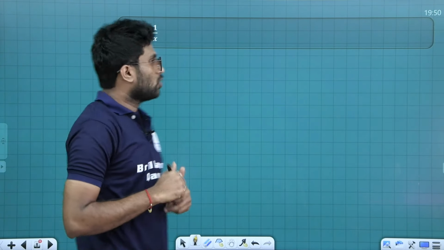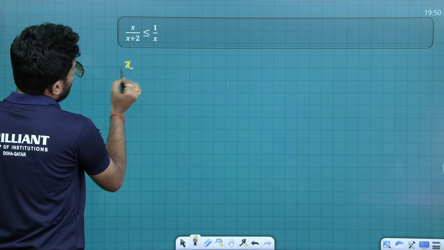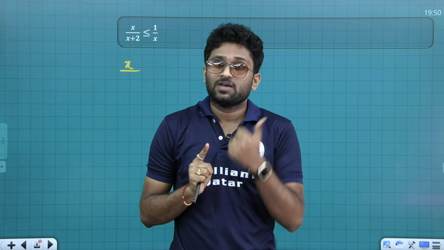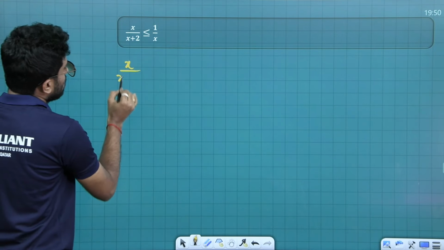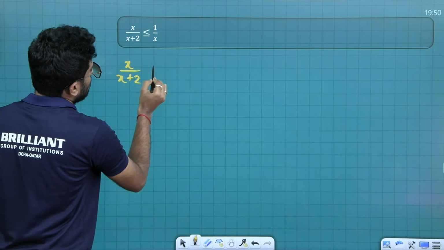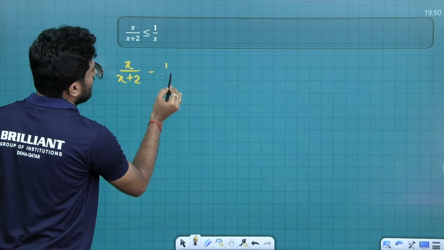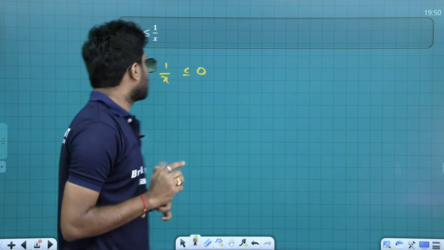One more last question. x by x plus 2 less than or equals to 1 by x. First, the most important primary thing that we have is the left hand side should be only 0. Left hand side should be only 0. So x divided by x plus 2 less than or equals to 1 by x. That 1 by x I am bringing it to the left hand side. So minus 1 by x less than or equals to 0.